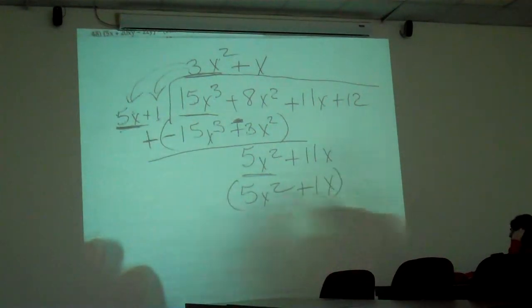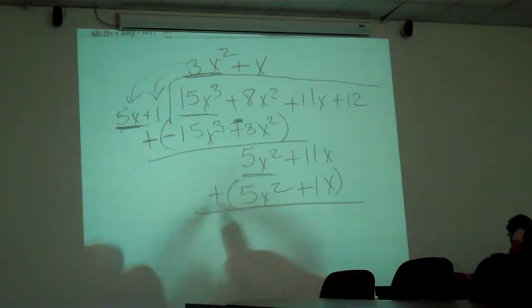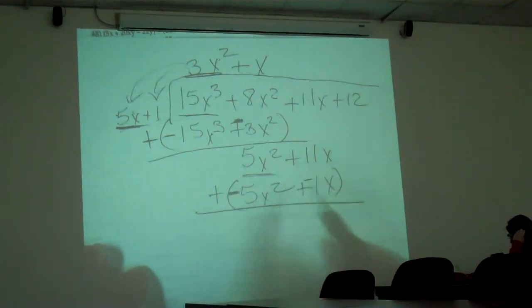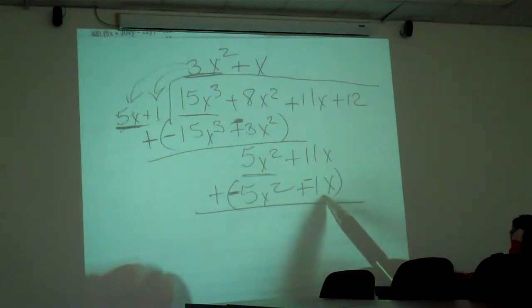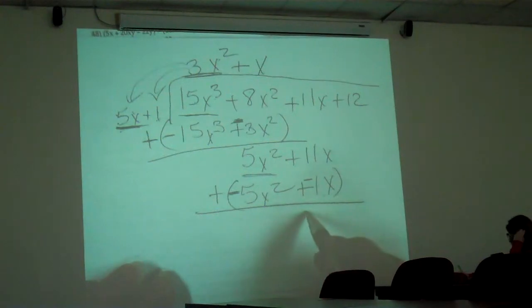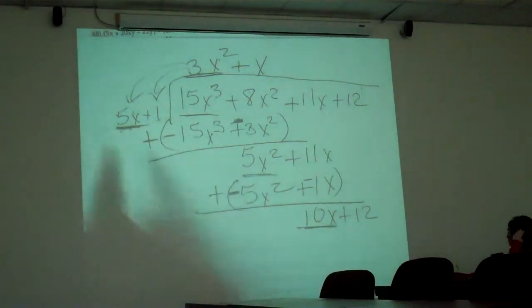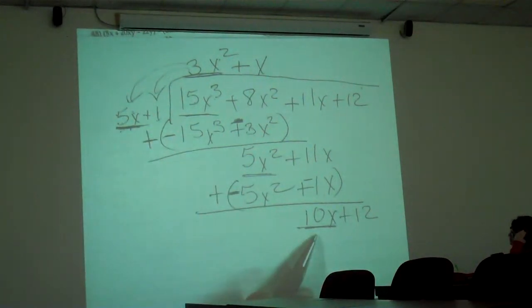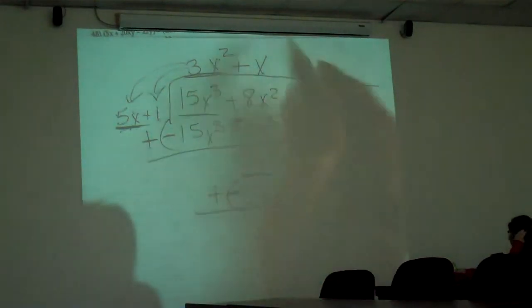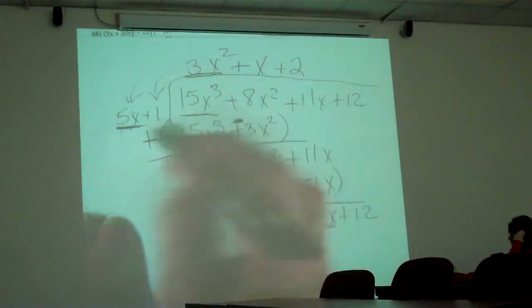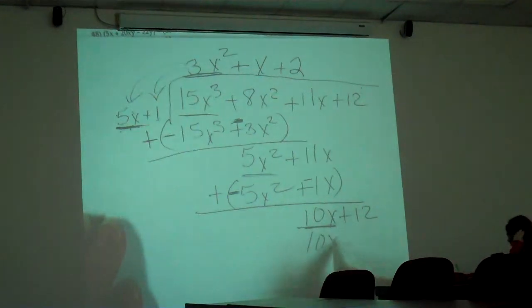We're going to be subtracting this. So add the opposite and opposite. So you have positive 11x minus 1x. 11 minus 1 is 10x. Bring your 12 down. Look at this and this. 5x times what is 10x? Positive 2, right? 2 times 5x is 10x. 2 times 1 is 2.